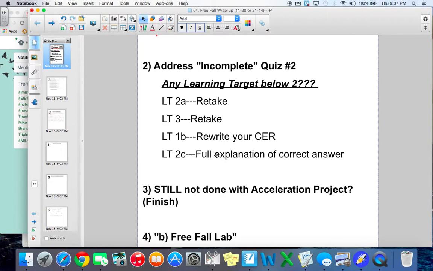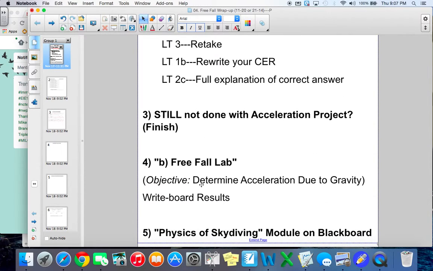In addition, your full explanation of your correct answers for 2C, which is the ACT style questions, would be the expectation for the 2C makeup. If you haven't done your acceleration project, please work on that. Make sure you're ready to rock and roll on that front. That would be good. And lastly, if you are at that point, you're then going to be working on your free fall lab. So that's going to be the part that I'm going to explain today.